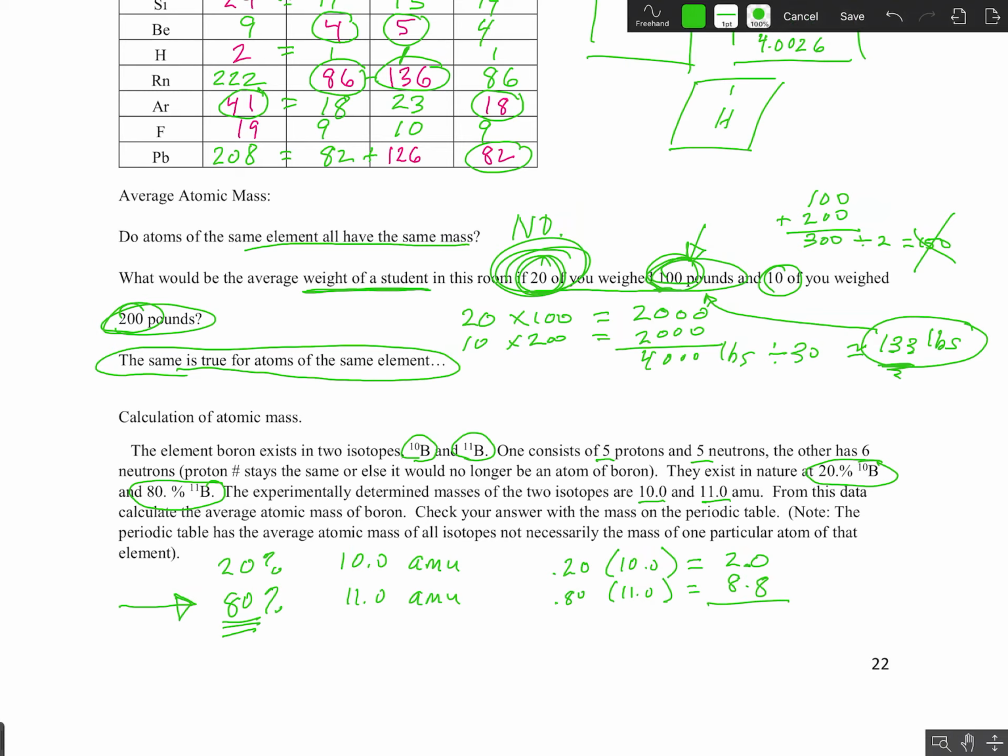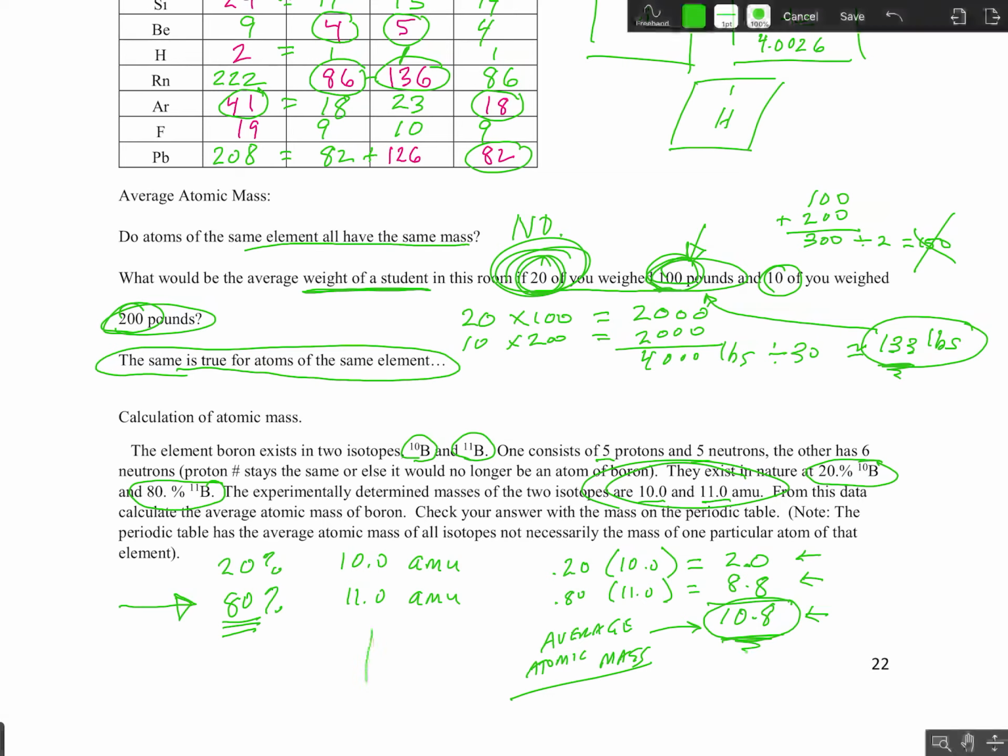Well, let's add these together. That way we'll get 20% of the average mass plus 80% of the average mass will give us 100% of the average mass. So 2.0 plus 8.8 is 10.8 atomic mass units. That would be the average atomic mass. Do any boron atoms weigh 10.8? No, they don't. They either weigh 10 or 11. So none of them weigh 10.8, but that's the average. Isn't it closer to 11 than it is to 10 like we thought at the beginning?